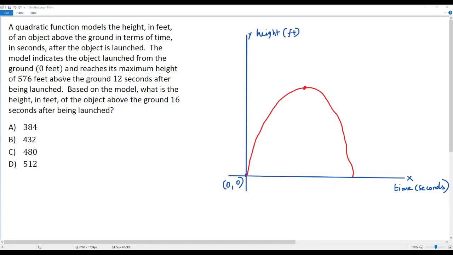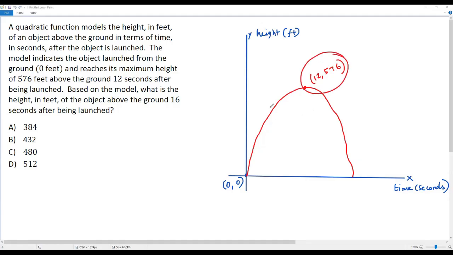And according to the information, the maximum height reached by the object is 576 feet at the time of 12 seconds. And we have taken the time on the x-axis. So we have to consider this 12 as the x-coordinate and this 576 feet height as the y-coordinate at the vertex. Let me write over here (12, 576). Here we have the parabola, that is a vertical parabola, which opens down.